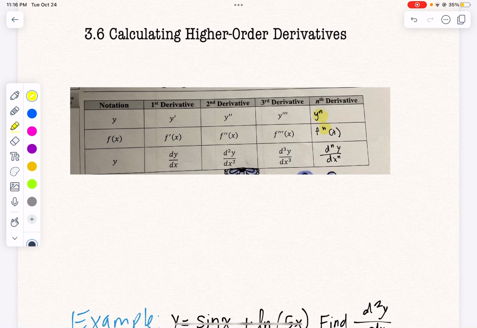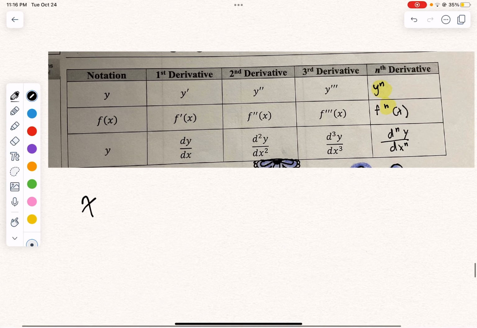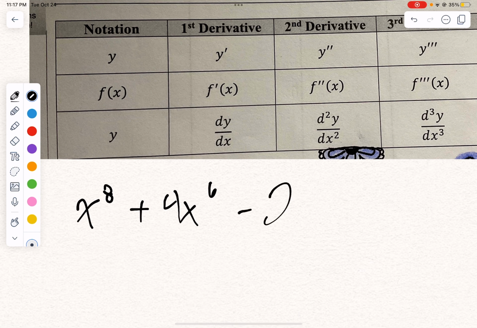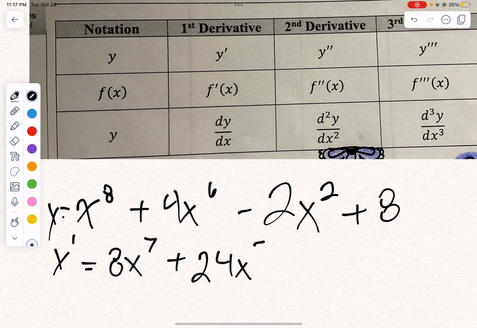So let's do a little random example. If you had x to the 8th plus 4x to the 6th minus 2x squared plus 8, and that's what your y equals. Your first y prime would be 8x to the 7th plus 24x to the 5th minus 4x.